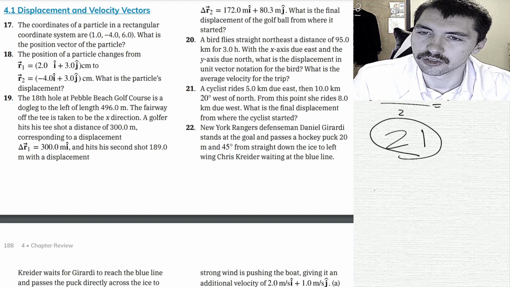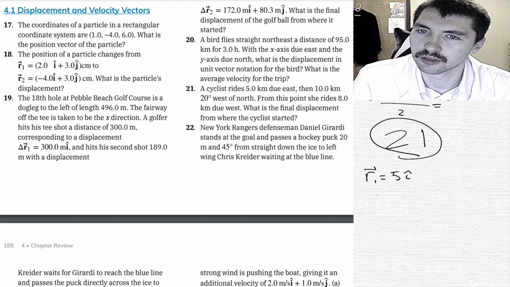5 east. So 5. Okay, so R1 is 5i. R2. These are position vectors.